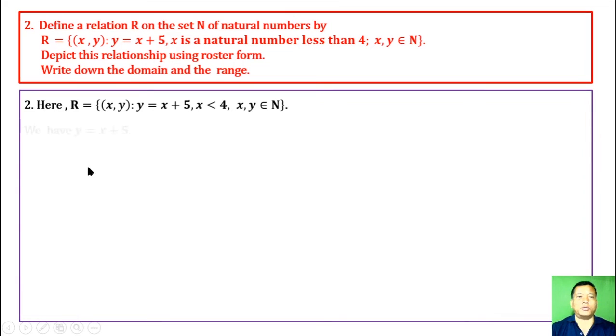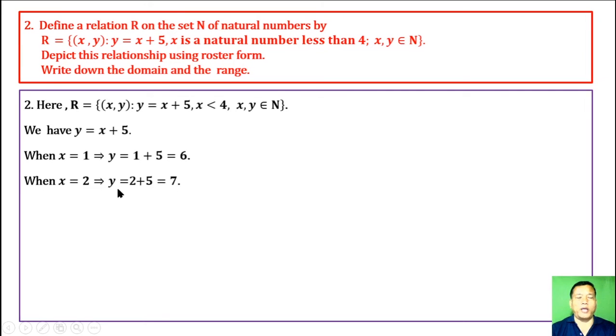Here R equal to this. We have y equal to x plus 5. When x is 1, y equal to 1 plus 5, that is 6. When x equal to 2, y equal to 2 plus 5, that is 7. When x is 3, y equal to 3 plus 5, that is 8. x cannot be 4, x cannot be a number greater than 4.